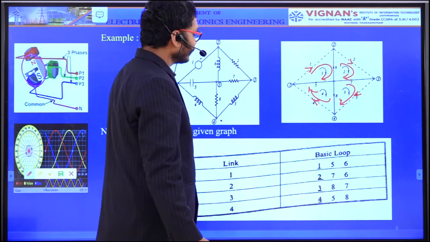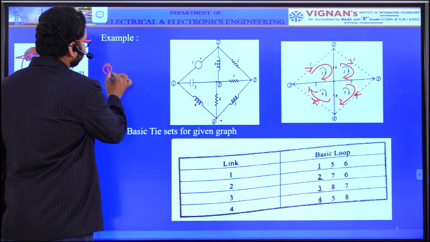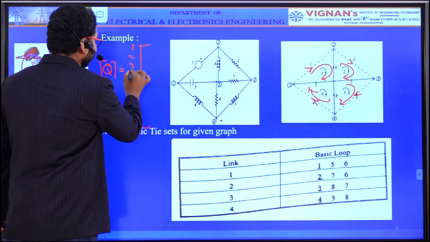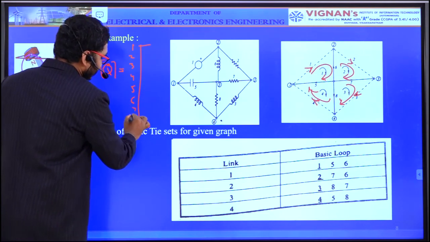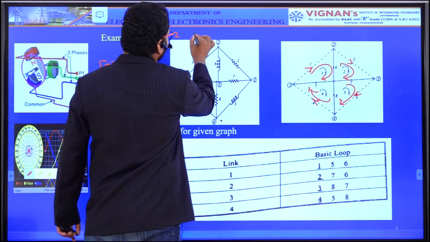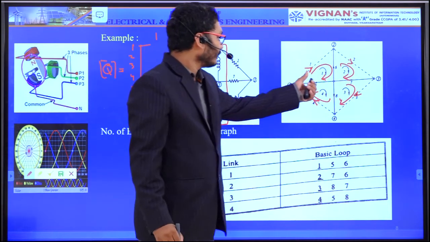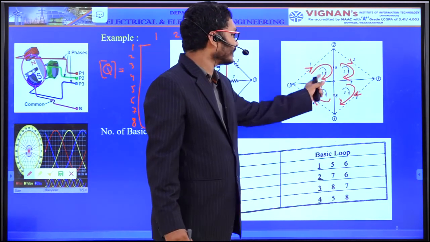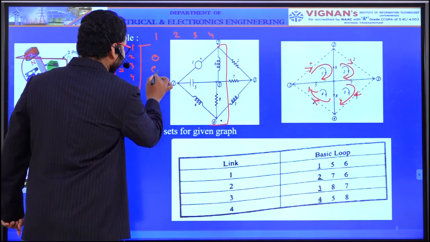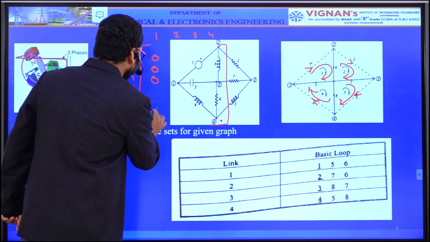If you see here, for the tie set matrix, the number of branches is 1 2 3 4 5 6 7 8, so 8 branches. How many tie sets? 1 2 3 4, 4 tie sets are there. Now for tie set 1, which branches are associated? 1, 5, 6. The remaining are zeros.